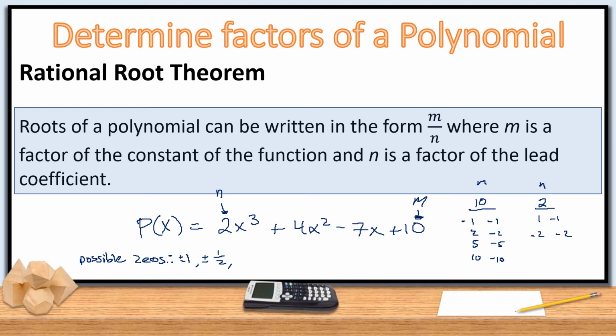We've got 2 over 1. So that would be plus or minus 2. 2 over -2 is still just -1, which we've already accounted for. 5 over 1. We have plus or minus 5, but we could also do 5 over 2, so plus or minus 5 over 2. And then we've got plus or minus 10, and then 10 over 2 is just 5, which we've already accounted for. So that's all of our possible zeros.